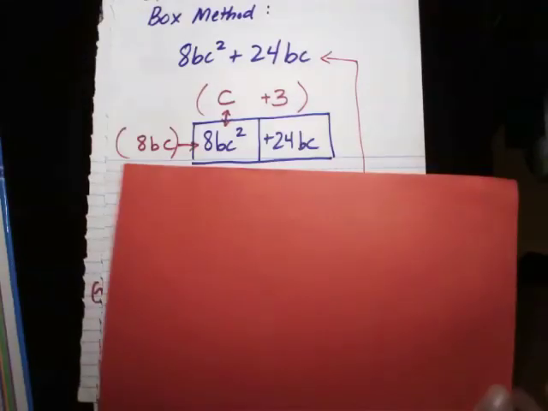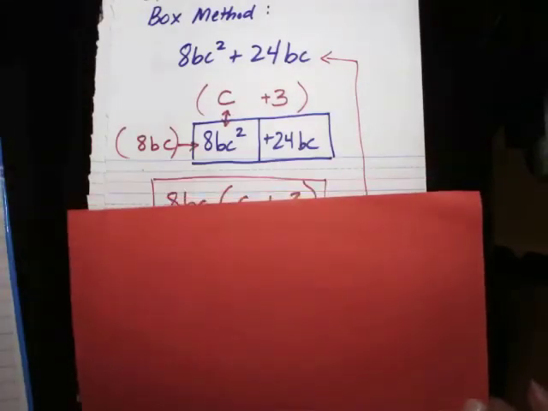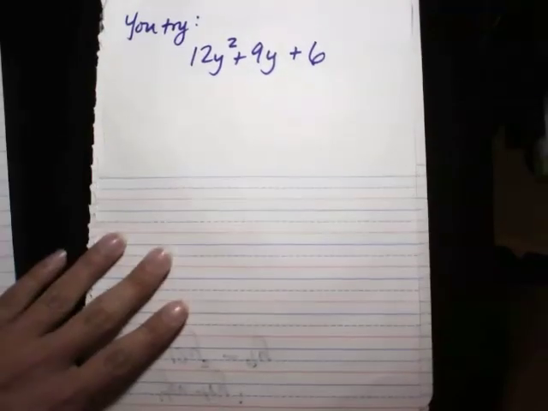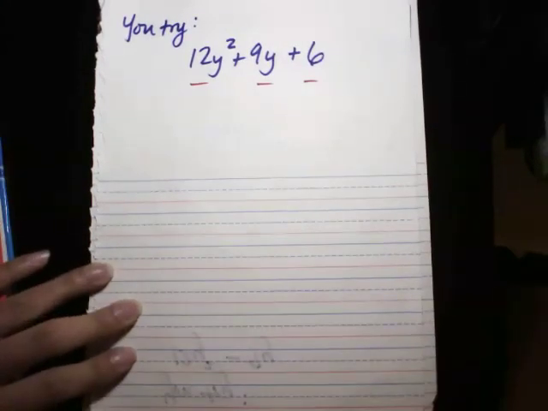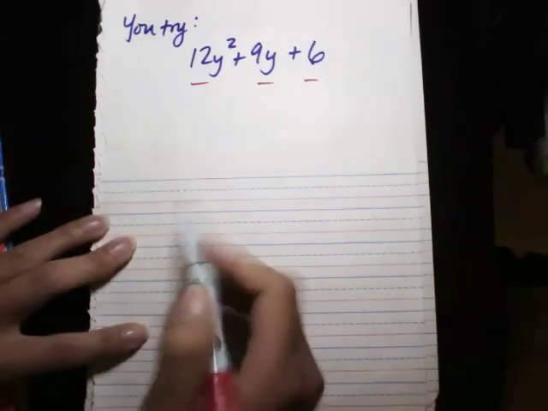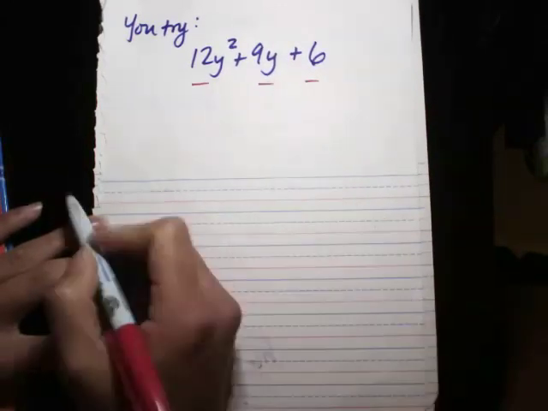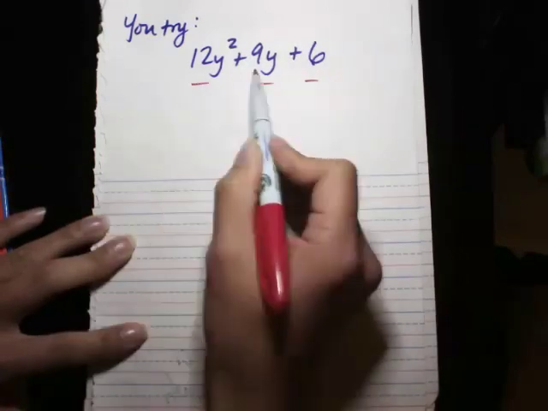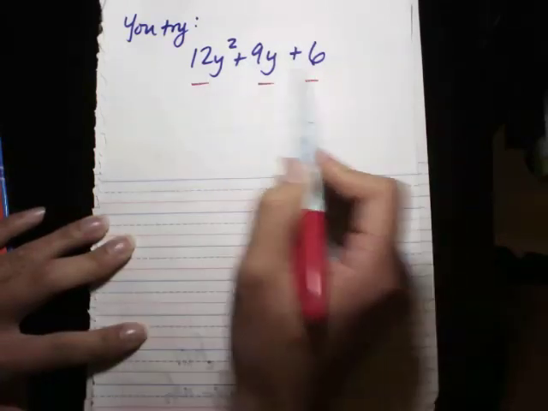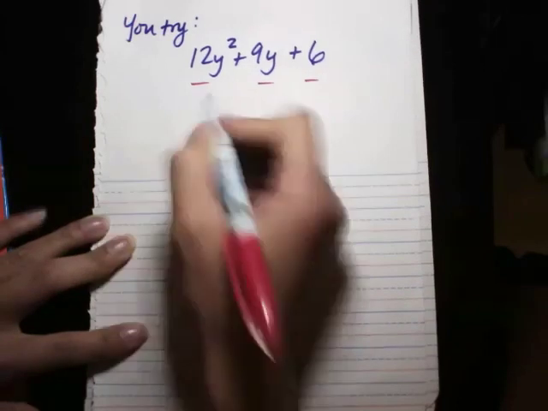All right. So what I'd like for you to do is to try this problem. You can use the factor ladder or you can use the box method. Either way, what you're trying to find is the common factors between all three terms. Did you get it yet? What I noticed is that they don't all have y's in common. They only have a common factor in the coefficients. 12, 9, and 6 all have a common factor of 3.